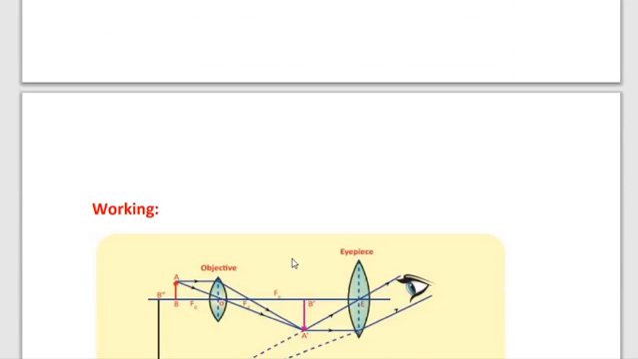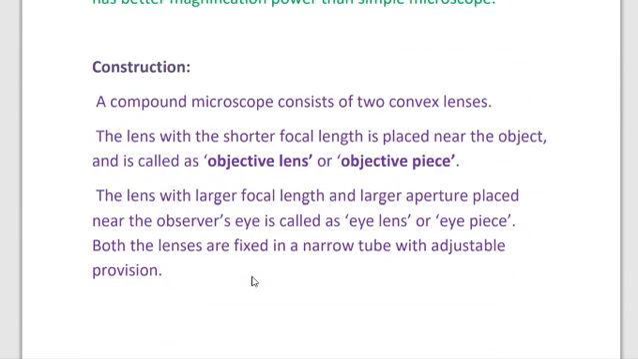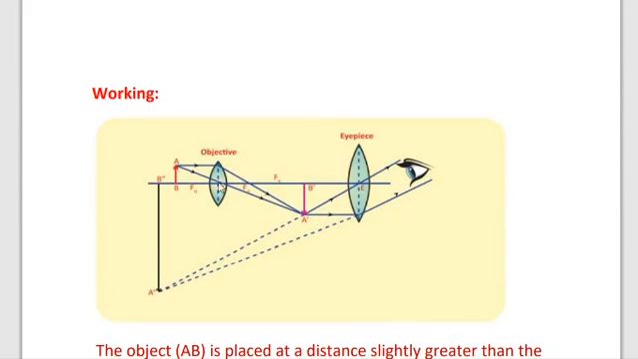You see the diagram? We use two convex lenses. They are separated. Next, construction. A compound microscope consists of two convex lenses: an objective lens and an eyepiece. The lens with the shorter focal length is placed near the object, and this is called the objective lens or objective piece. AB is the object.